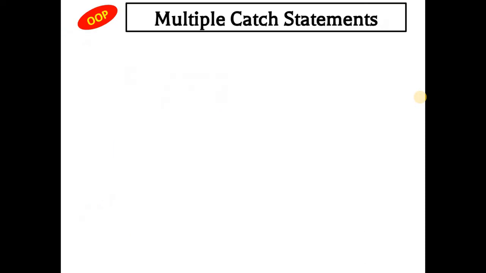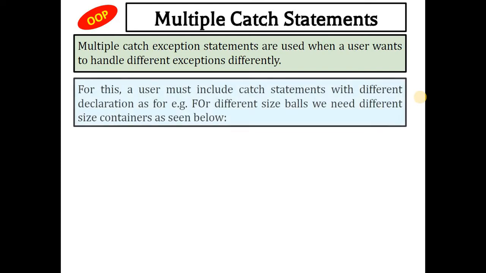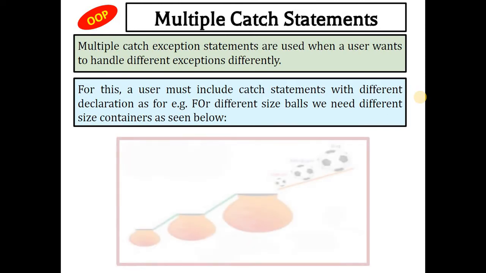Multiple catch statements means that when a user wants to handle different exceptions differently, at that time we make use of multiple catch statements. For this, the user must include the catch statements with different declarations. For example, for different size balls, we need different size containers as seen below.